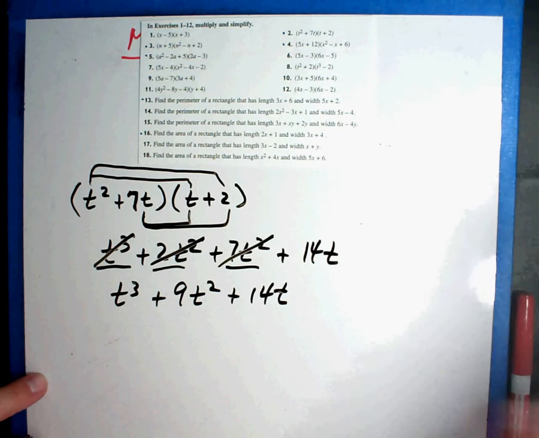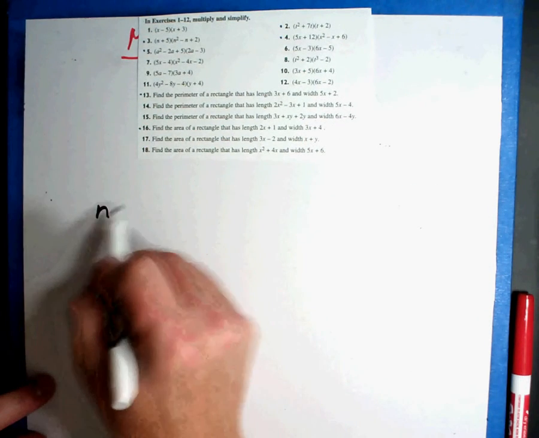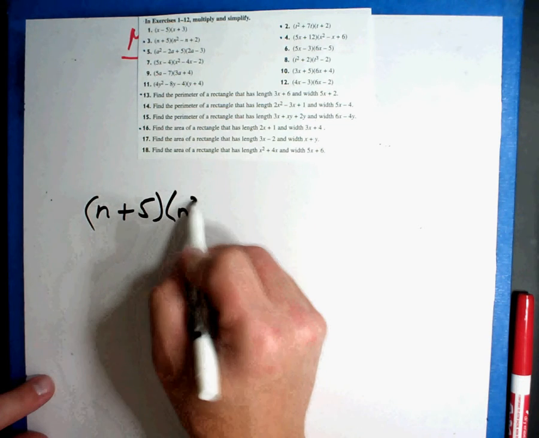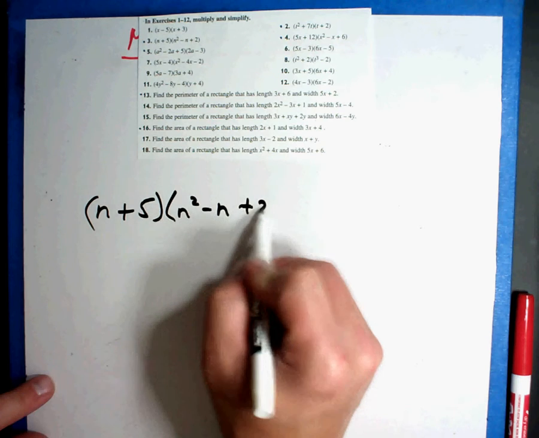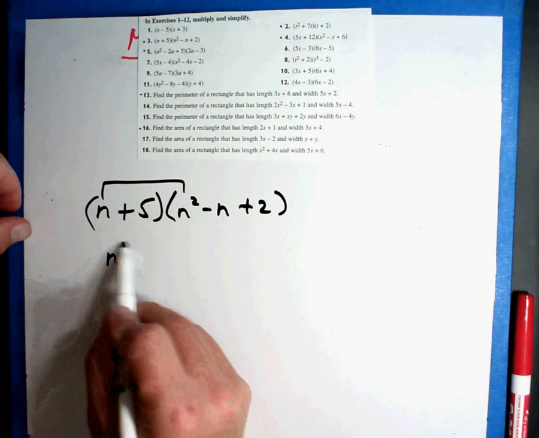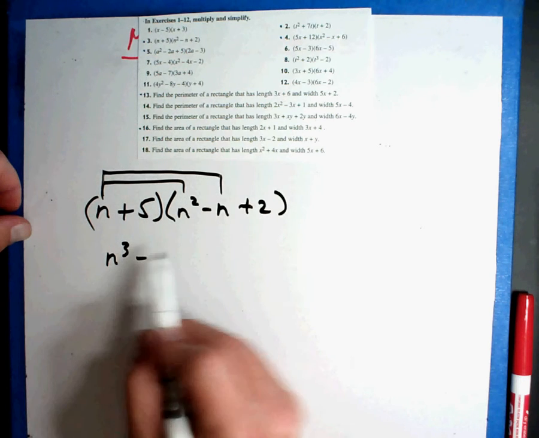Let's try one more. Hopefully you got that one. If you didn't, let's see if you got number 3. N plus 5 multiplied by n squared minus n plus 2. Alright, so these two together are n to the third. And this is minus n squared.